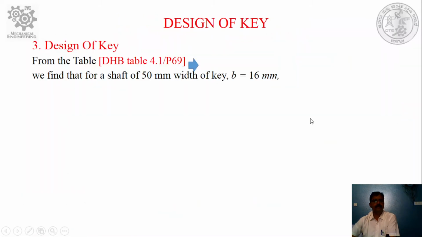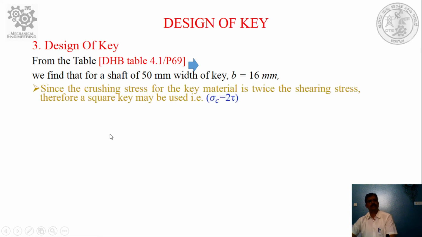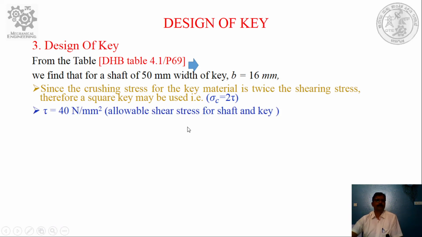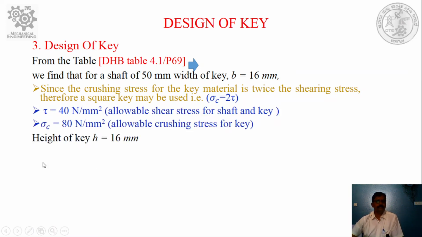Here you find that for a shaft of 50 millimeter, the width of the key is 16 millimeter. Since the crushing stress for the key material is twice the shearing stress, a square key may be used. When comparing the shear stress and crushing stress, the crushing stress is twice that of the shear stress, so in that case we are going to use square keys. Now the height of the key is equal to the width of the key, that is 16 millimeter in case of the square key.